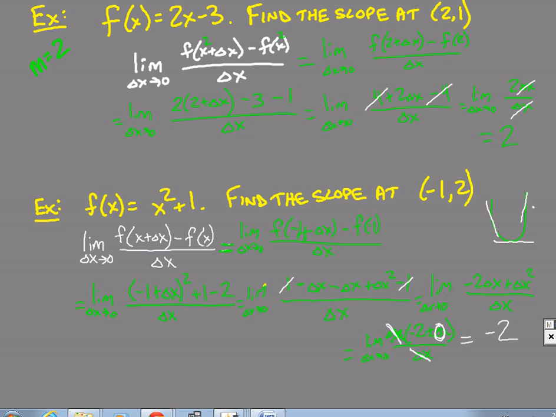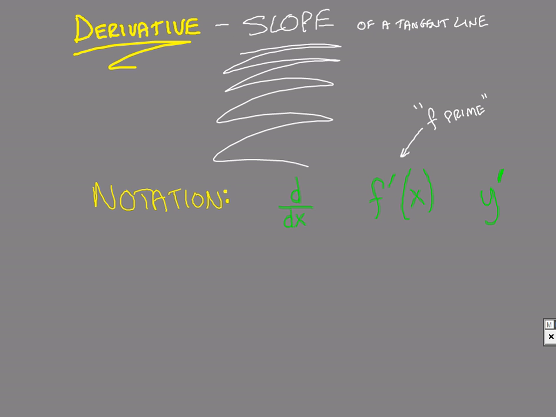In our last lesson we were talking about problems like this where you had to find what the slope was of a given function at a given point. In this case, -1, 2, or 2, 1. What we're going to look at today is the general idea, not just at a single point, but anywhere on the graph. How I can get an expression that will tell me what the slope is at any point. And that's called taking a derivative.